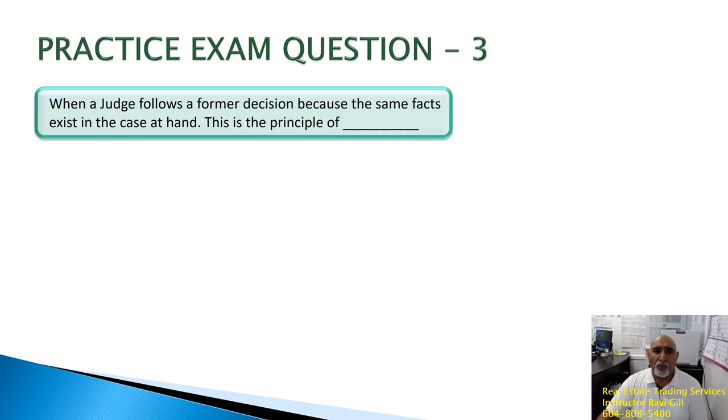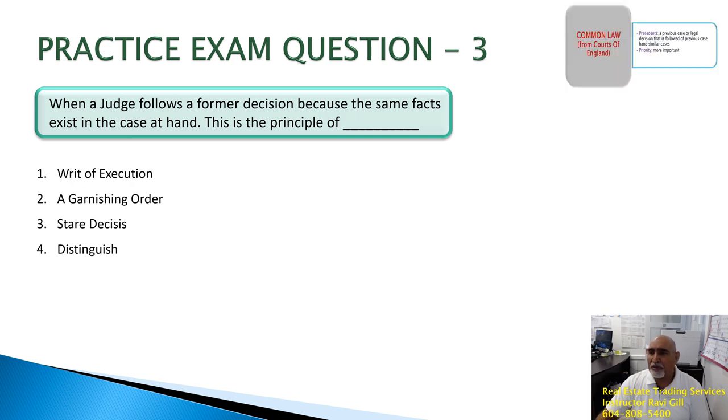Question number 3: when a judge follows a former decision because the same facts exist in the case at hand, what is that principle called? Again, we can look at our notes, and in our notes, under common law, we have precedence, we have priority. This is called stare decisis. Stare decisis is when a judge follows a former decision and uses that former decision to make the decision at hand.